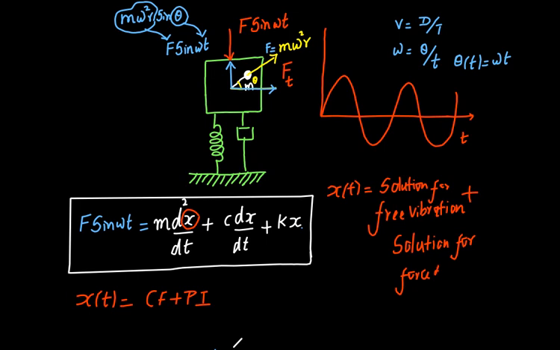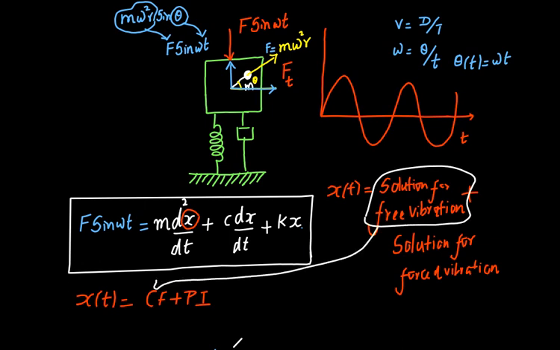So instead of using the words complementary function and particular integral, I am using the words free vibration solution plus forced vibration solution. Is that okay? So maybe this is playing the role of the complementary function, and this is playing the role of the particular integral. Now you may ask me this question: we clearly have a forced vibration system, so why do you want to add the solution of free vibration to the solution for forced vibration?